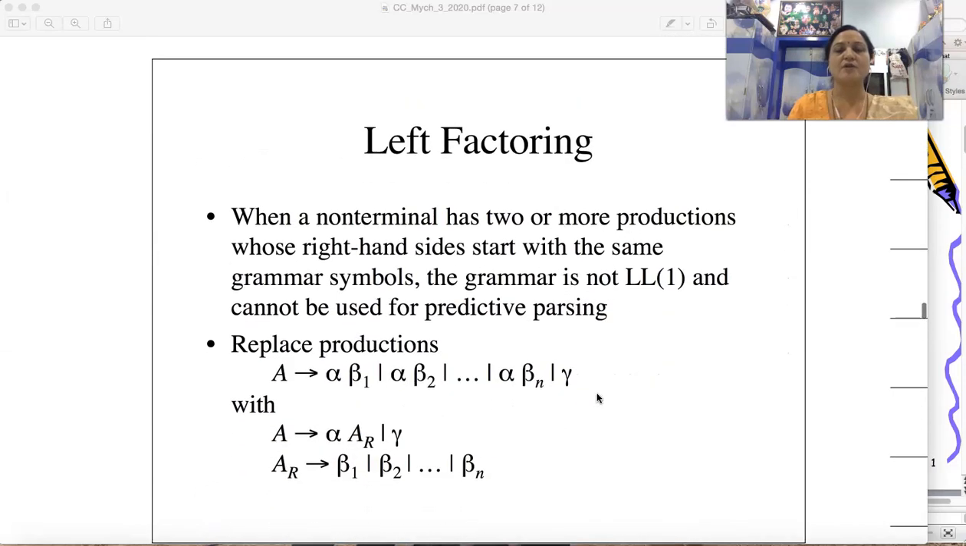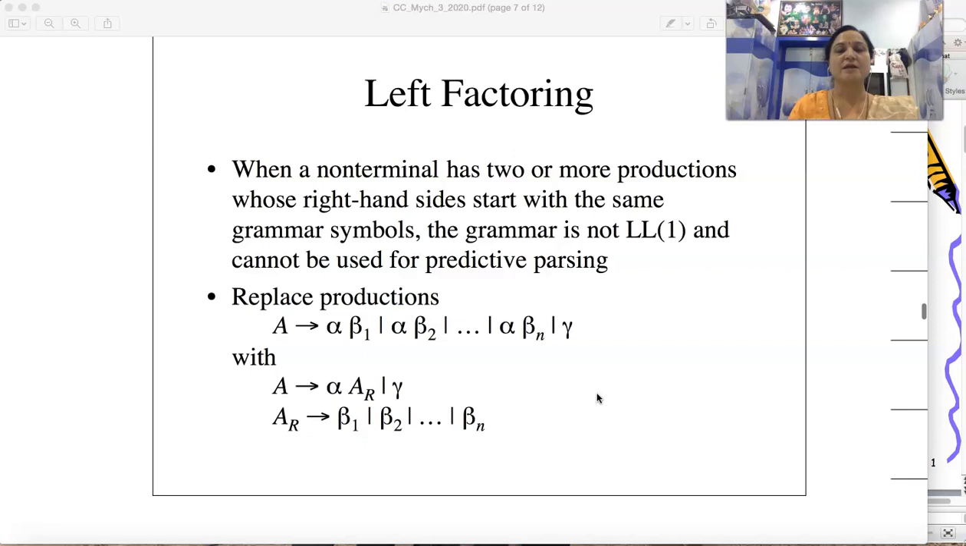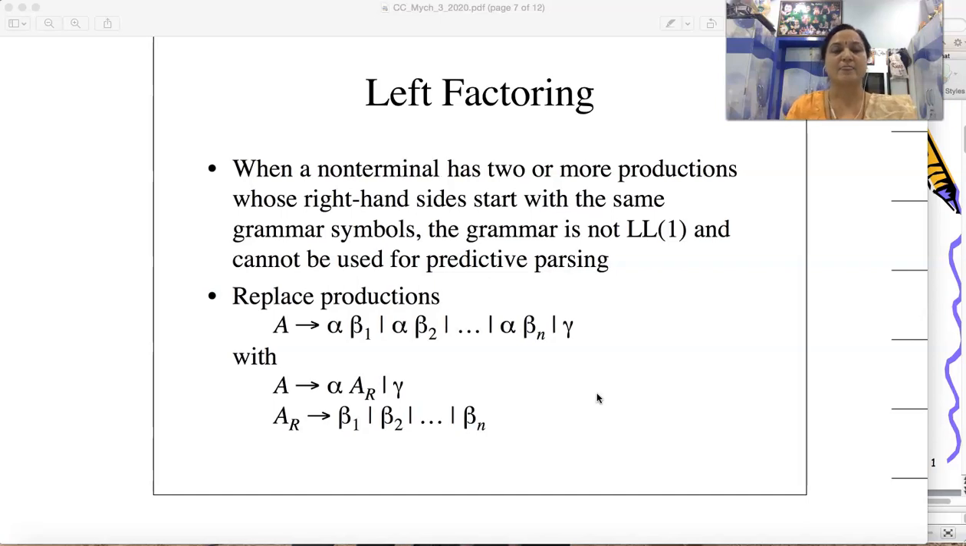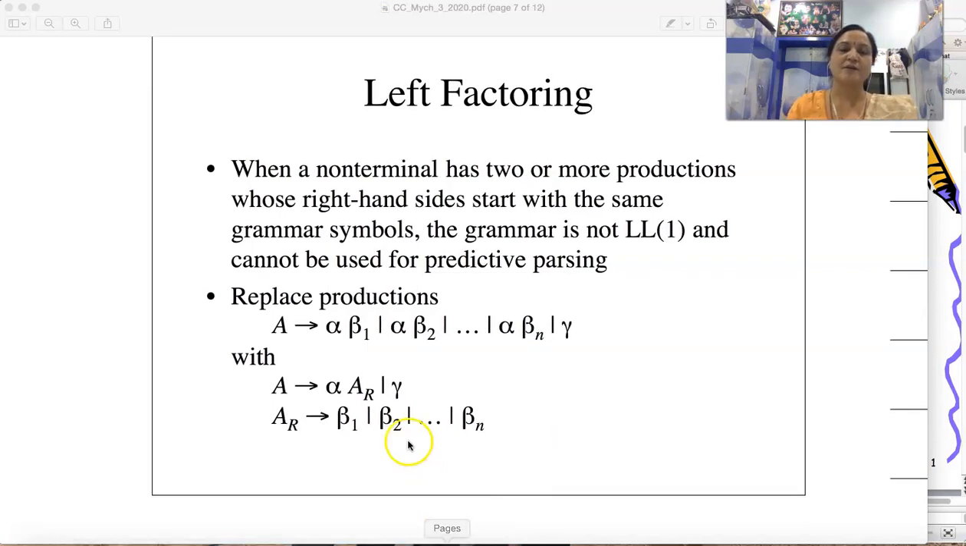Now the second condition for predictive parsing or LL1 parsing is that the grammar does not have left factoring. Now what do you mean by left factoring? See, if I have productions in the grammar A tends to alpha beta 1, alpha beta 2, alpha beta 3 till alpha beta n, and other productions are gamma. Gamma productions do not have any problem. Gamma means those which do not start with alpha, but these productions all start with alpha. So they create a problem for LL1 parsing.